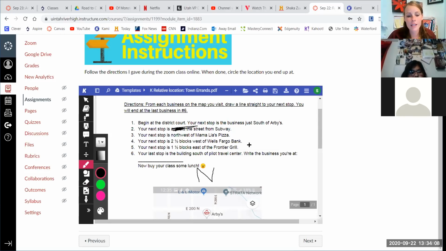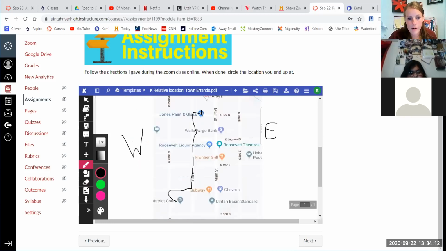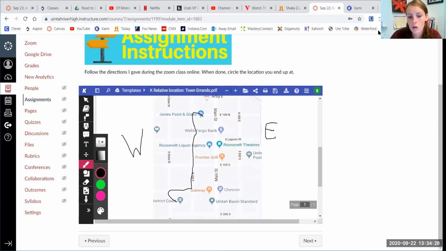Your next stop is across the street from the Subway. So if I'm right here now, my next is across the street from Subway. So Yellowman, this one's for you. Which business is across the street from Subway? So across the road, look at the road that's right there. Which one is across the street from Subway?